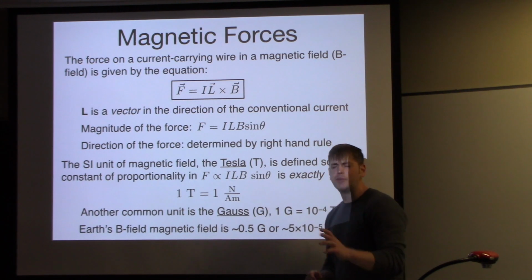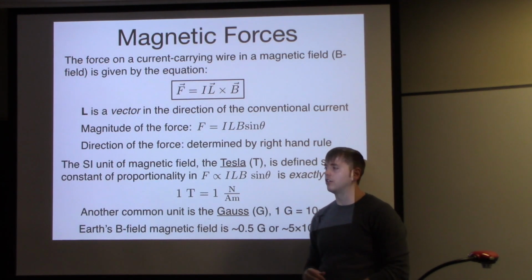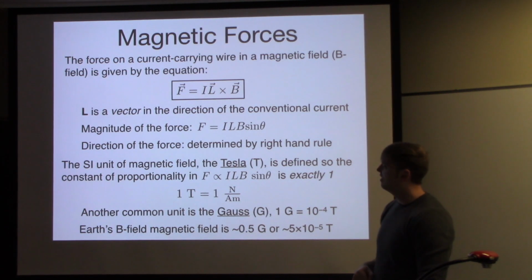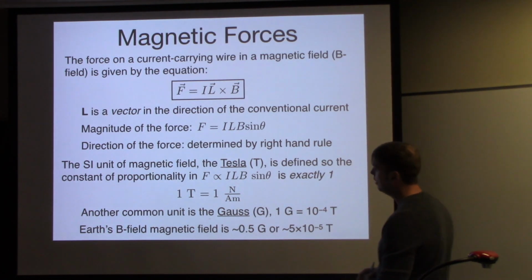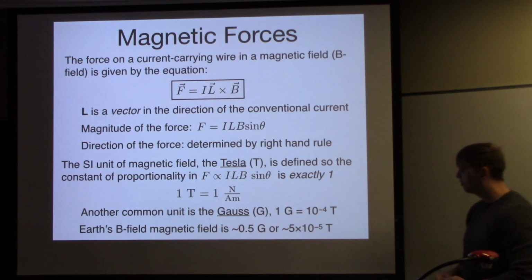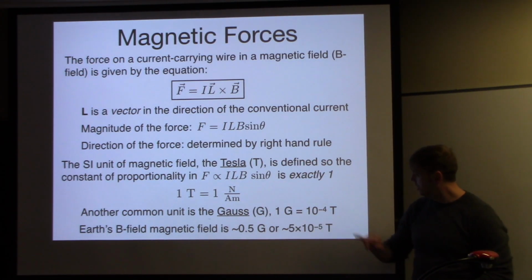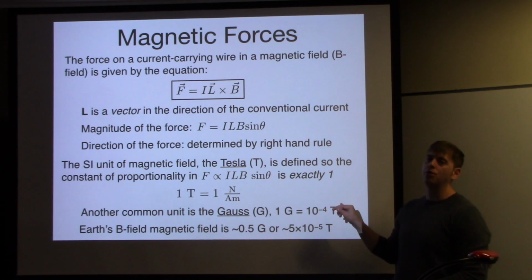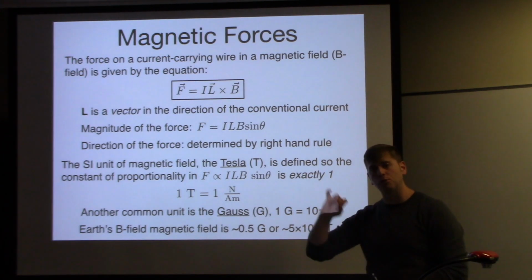It turns out a Tesla is actually a really big amount of magnetic field. A magnetic field with a strength of 1 Tesla is very, very hard to achieve, and it's not really something you're going to find out there in the real world very often. So there's another common unit for magnetic fields called the Gauss, and the Gauss is defined this way. 1 G is equal to 10 to the minus 4 T. So 1 Gauss is 10 to the minus 4 Tesla. It's a much smaller unit.